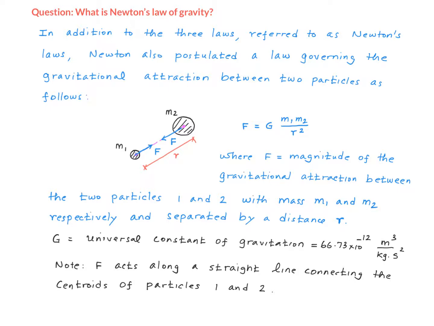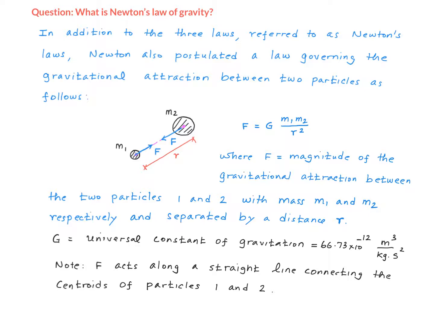Supposing there are two particles, 1 and 2, with mass m1 and m2 respectively, and separated by a distance r, like shown in this picture. Newton then postulated there's an attractive force between the two particles 1 and 2 called the gravitational attraction. He said that the magnitude of this attraction is quantitatively given by this equation right here: F equals G times m1 m2 divided by r squared.